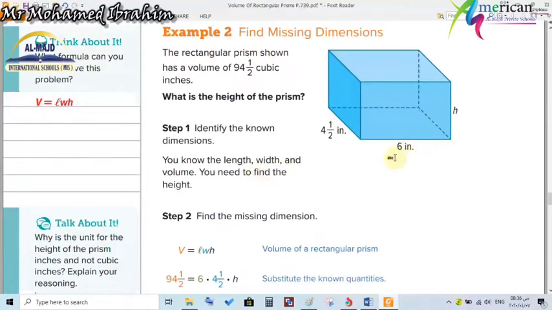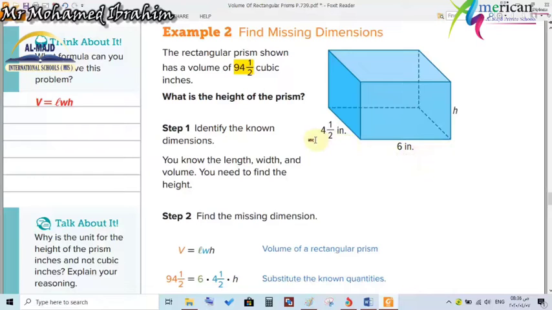This is another example. He gave you already the volume. The volume here is 94.5 cubic. And he already gave you 2 dimensions, length and width. He wants to find the height.